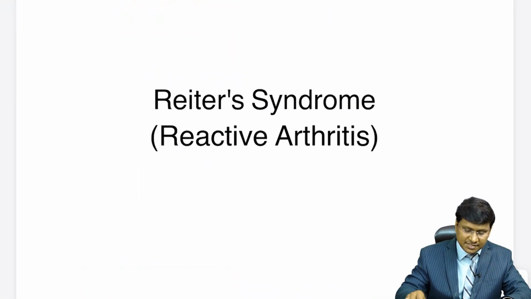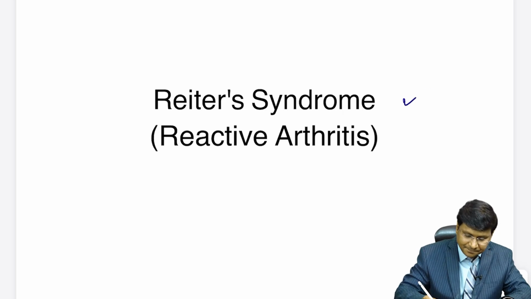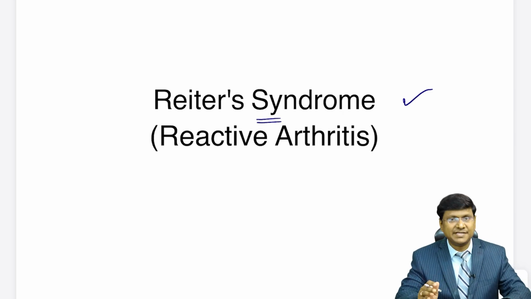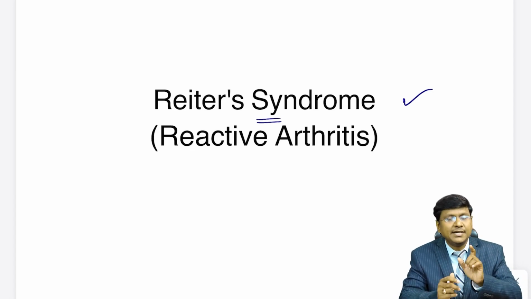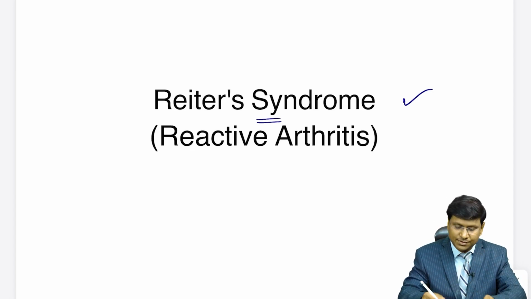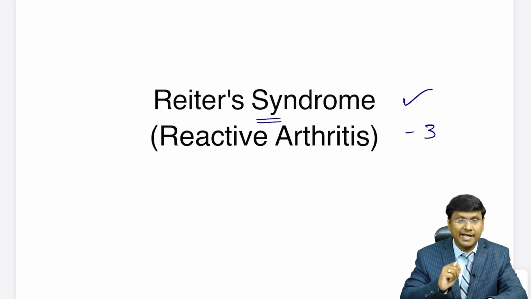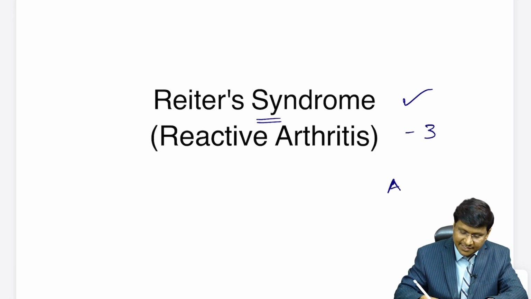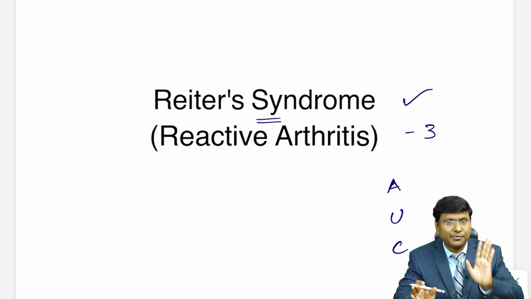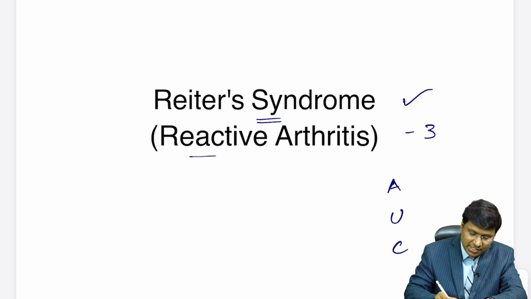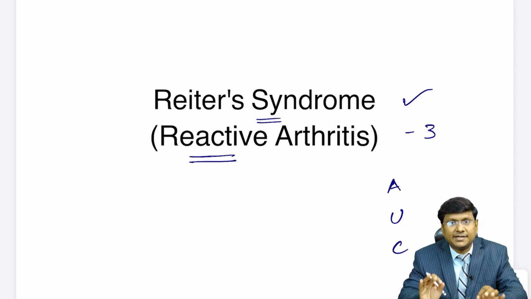Now, after having discussed ankylosing spondylitis, the next important topic for discussion is Reiter syndrome, which is also called reactive arthritis. Now, this Reiter or reactive arthritis has three important features. They are characterized by a triad, that is arthritis, urethritis, as well as conjunctivitis. So these three are the important components of Reiter syndrome, which is also called reactive arthritis.